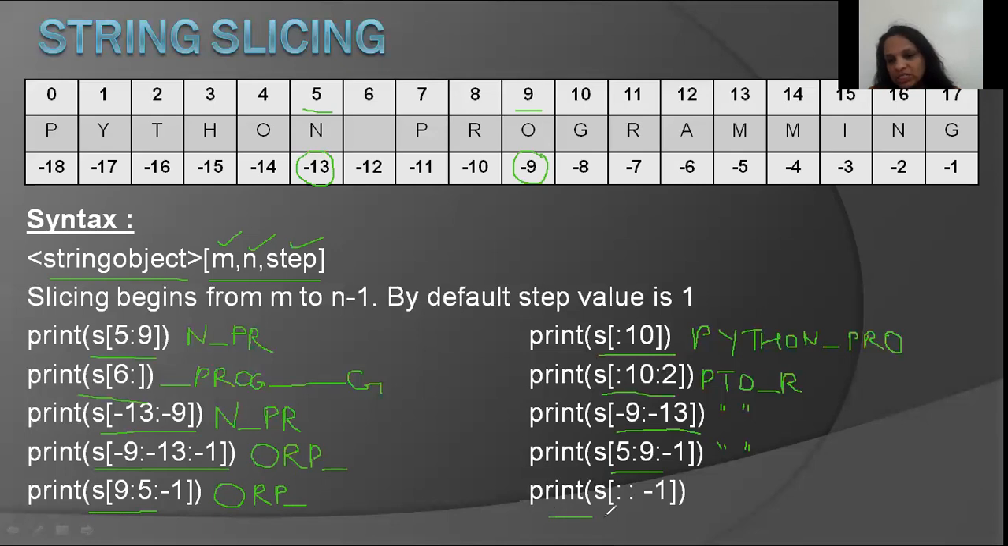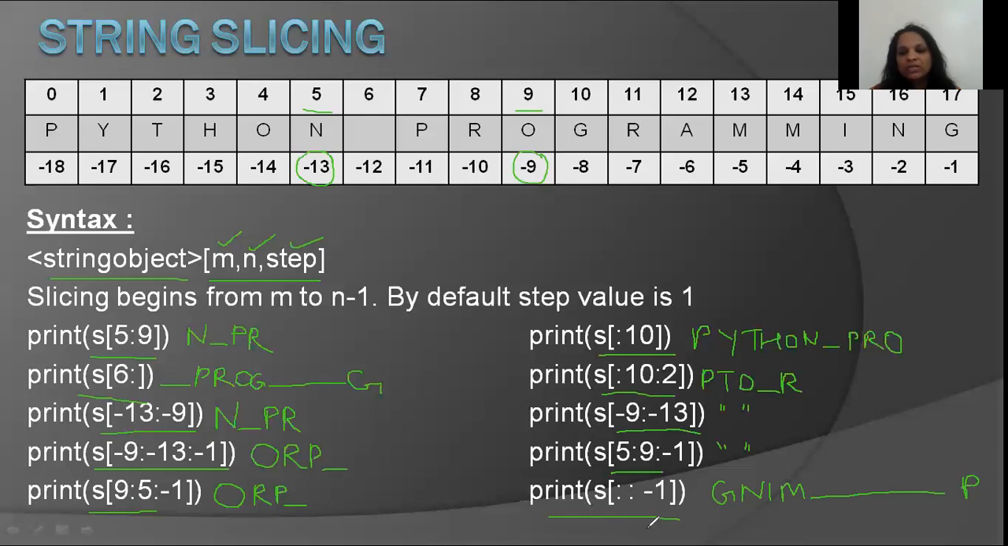Okay. Now the most interesting part here is I have not given m value, I have not given n value. If m and n were not given and no step value given, it means from the first character to the last character, every character. That means the entire string. But if m and n are not given and your step value is -1, then it means from the last character to the first character, everything, but in reverse order. So what will it be? It will be G, N, I, M, and it goes on till alphabet P.